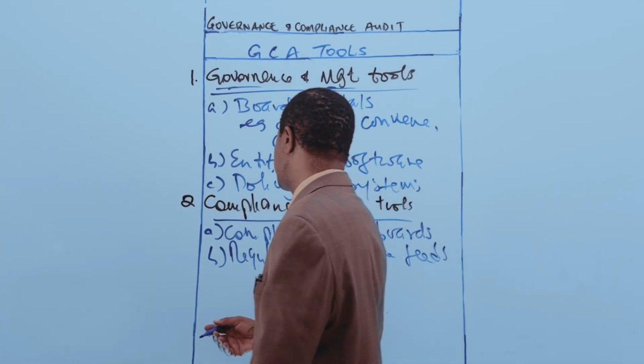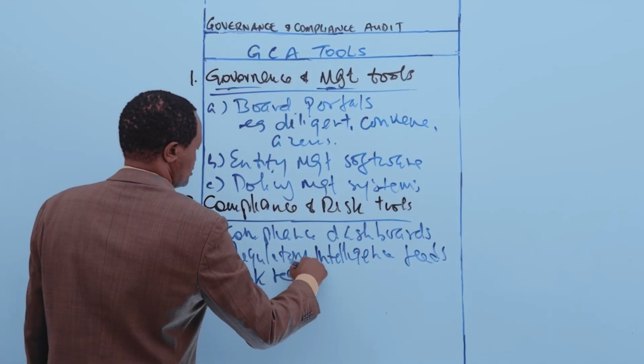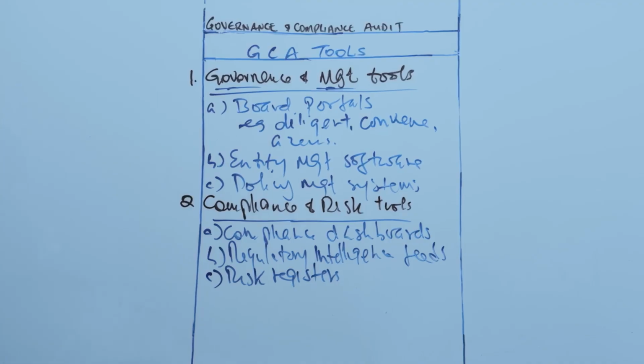Then there is risk registers. Risk registers, these are digital logs where risks are identified, they are scored, and linked to specific controls.